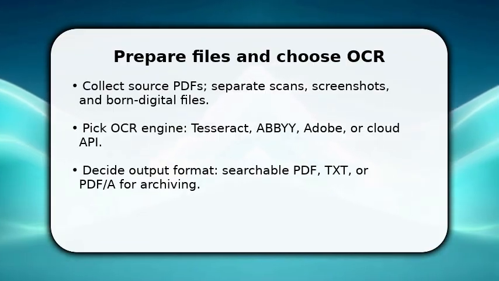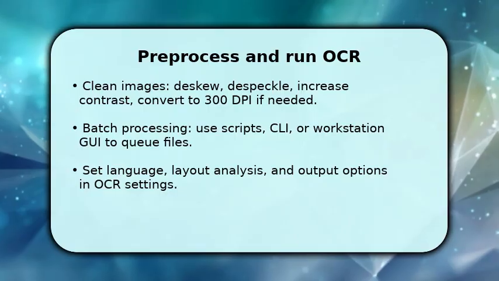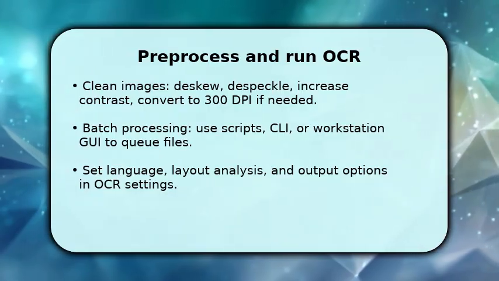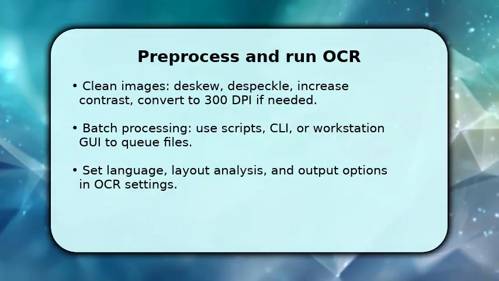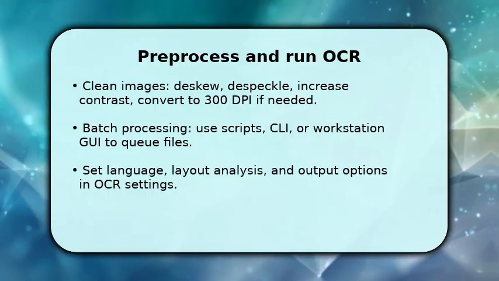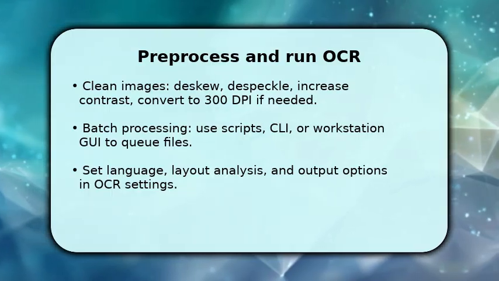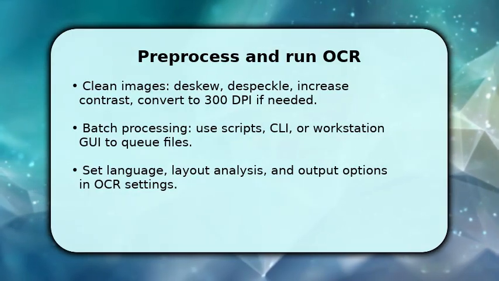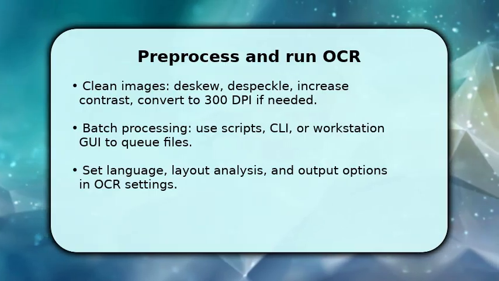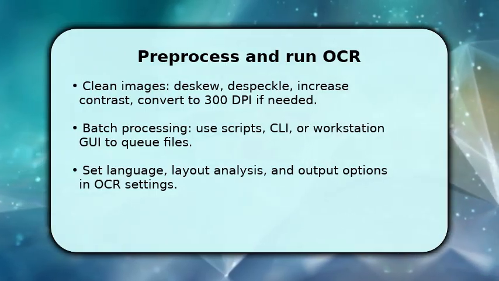You next preprocess each file to improve recognition. Deskew rotated pages, remove speckle noise, boost contrast, and normalize to about 300 dpi. Once preprocessing is done, configure OCR settings, choose language, enable layout analysis for columns and tables, and select output type.